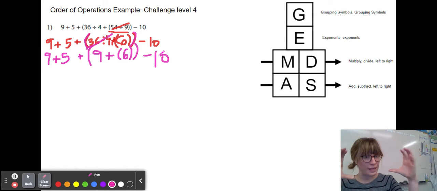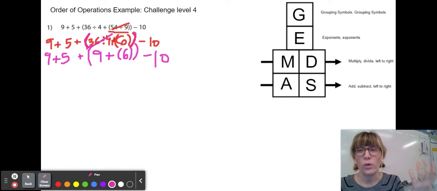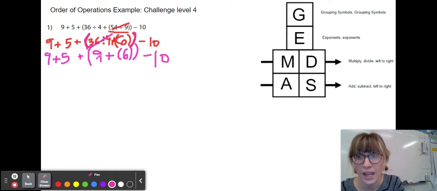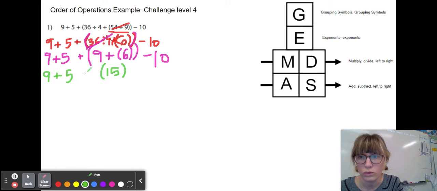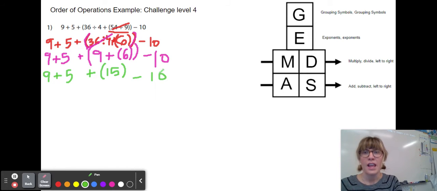Okay, so grouping symbols, grouping symbols. We still have some here. So we have 9 plus 6 can be simplified. So let's go ahead and do it. Well, 9 plus 6 is 15. So now we've got that. We'll drop down everything we haven't used. Plus getting a little more space as we're condensing things here.